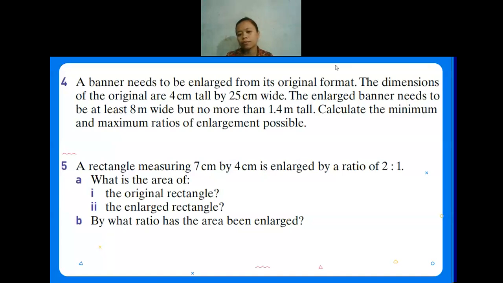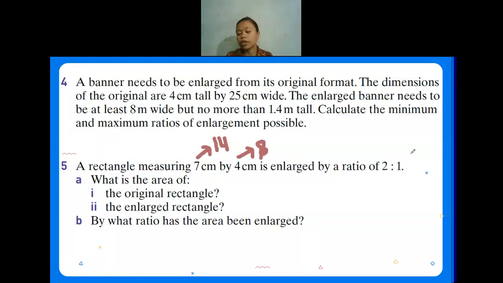2 by 1 times 7 is 14. Yeah, so the 7 will become 14. And then for the 4, it will be how many? 8. Okay. Is there anyone who is confused about getting the new dimension?